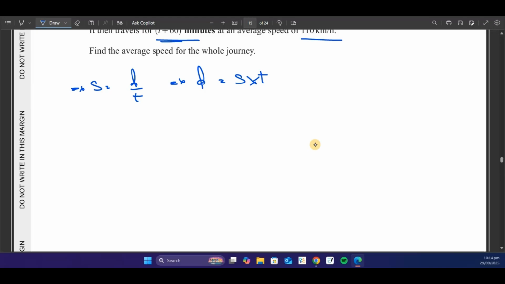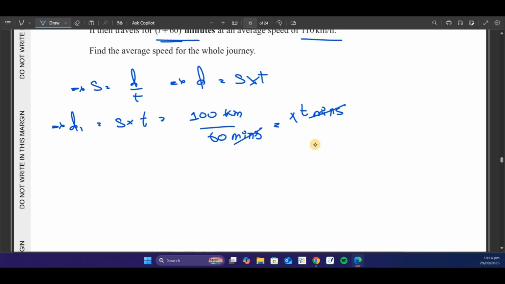So first we're gonna find the distance for the first one. For the first speed, distance is equal to 100 over 60 minutes into t, because we don't know how many minutes. T minutes, that should cancel out. That should give us 100 over 60 into t kilometers. Okay, that's the first distance.